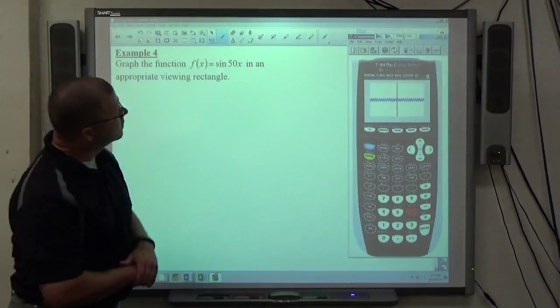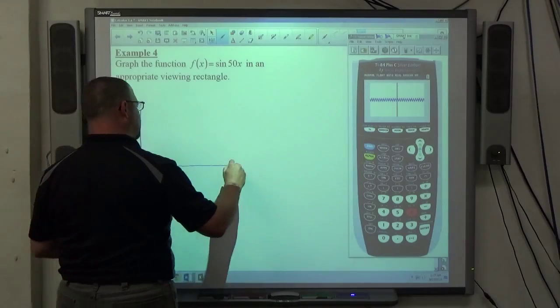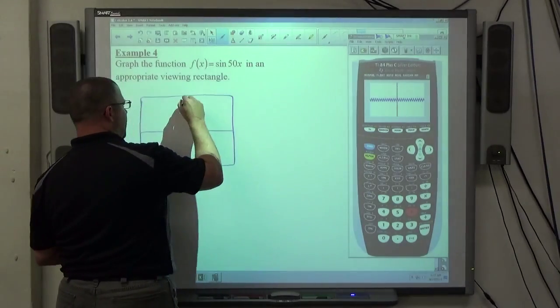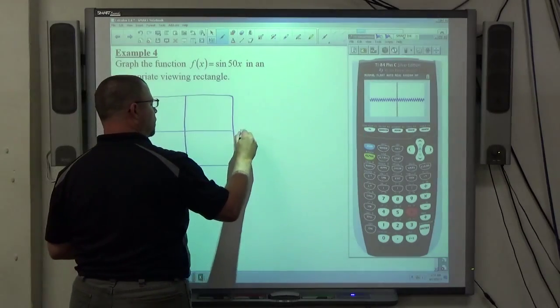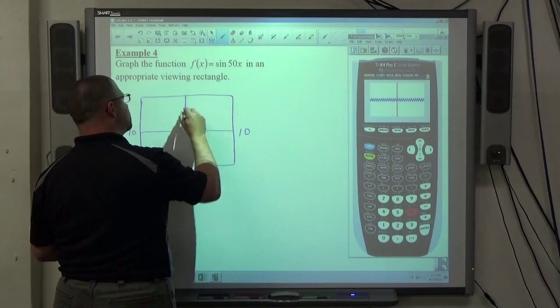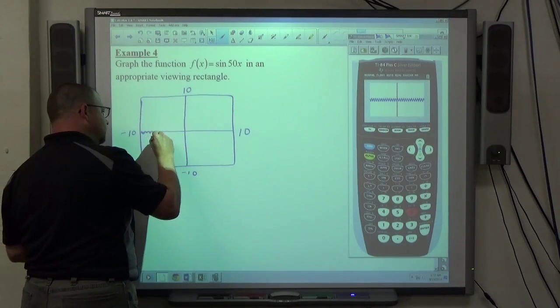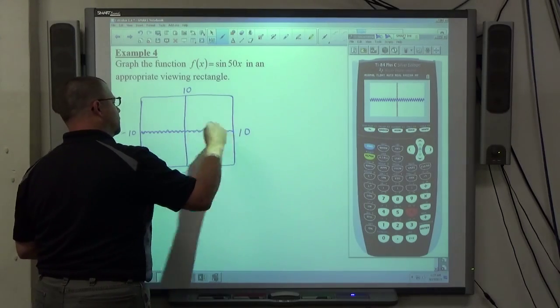Looks like a zipper. It does. Mine did not. Yours doesn't look like a zipper, Colin? Mine's just a straight line. Did you type in sine of 50x? Yeah. Are you in radians? Yeah. Did you hit zoom 6? Probably not. Nope. There we go. There you go.